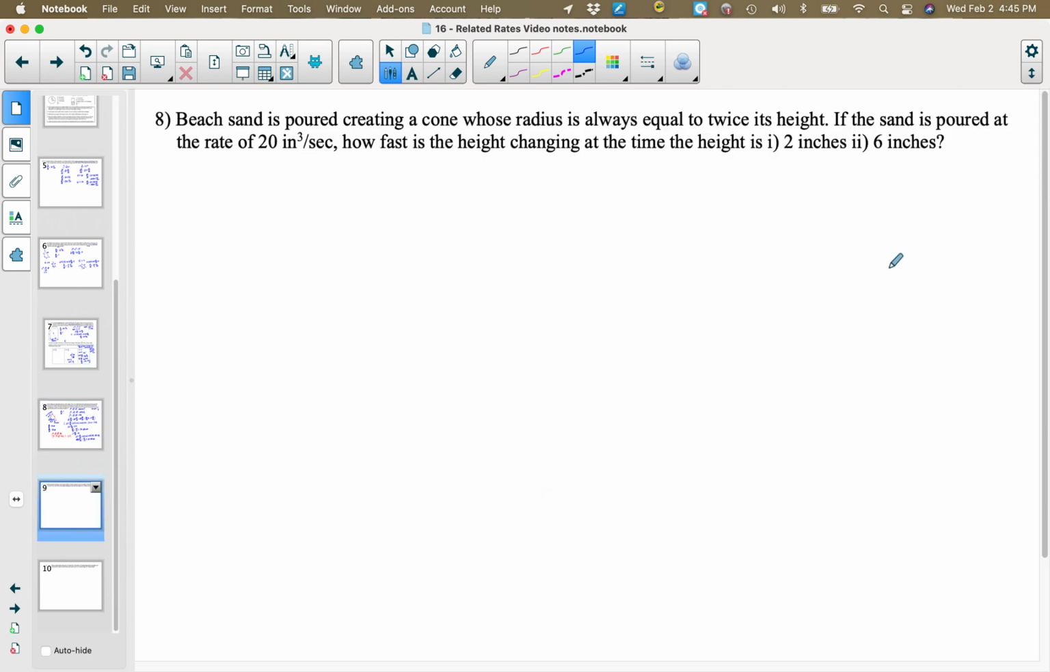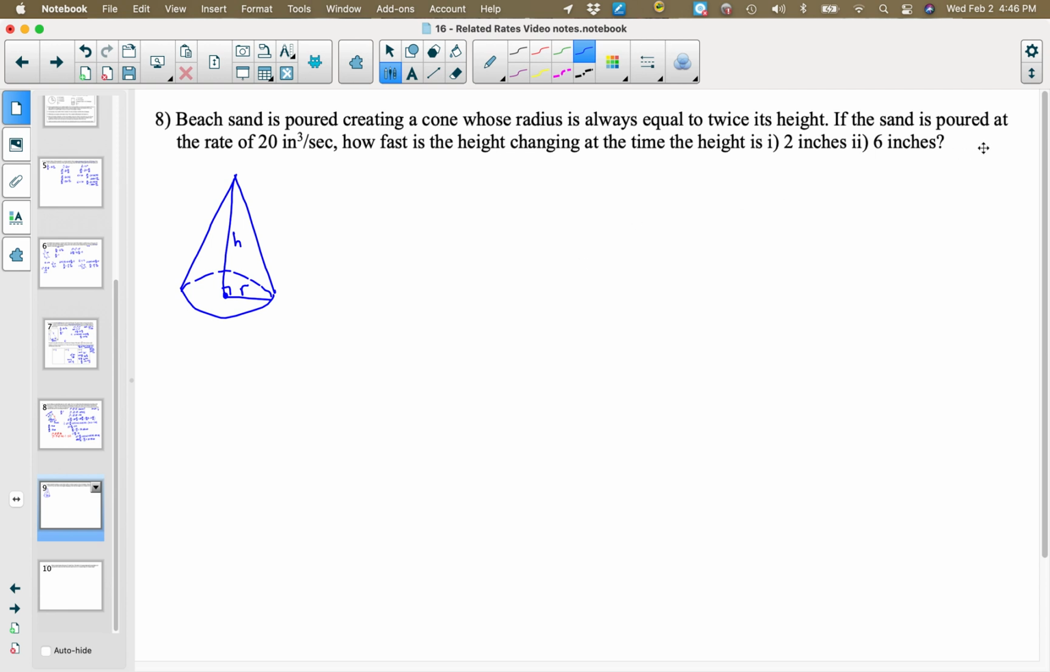Next problem. Beach sand is poured, creating a cone whose radius is always equal to twice its height. So I'm going to draw a cone, and it's oriented this direction. So here's the radius, and here's the height. It forms a right angle with the base, or with the radius.